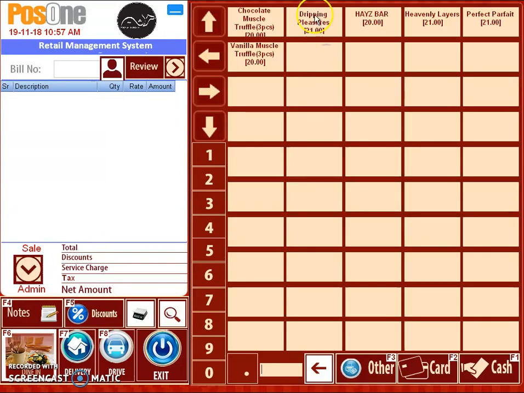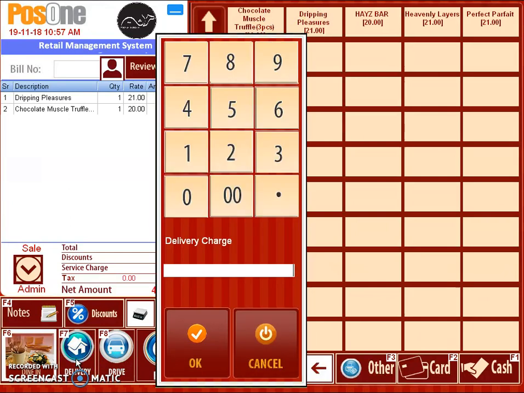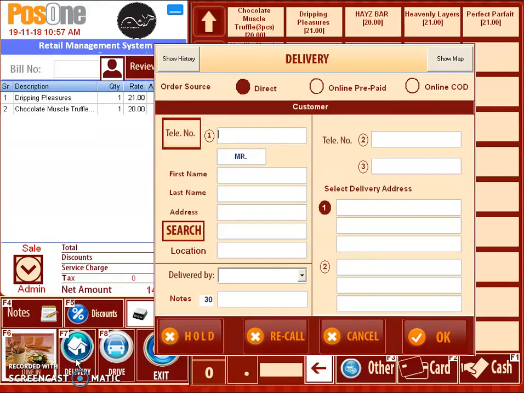The other sale mode is selling by delivery. For delivery, you can add a delivery charge if you want to, and you can select the customer. There are three kinds of delivery possible. One is a direct delivery, to those calling the store. Then an online sale, depending on some other companies who provide online advertisement and give you an order.